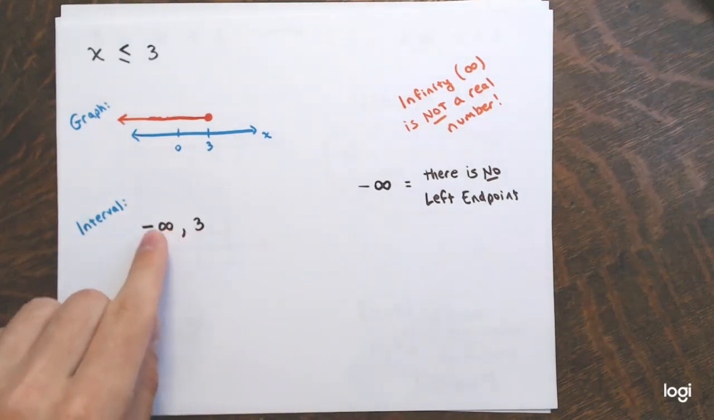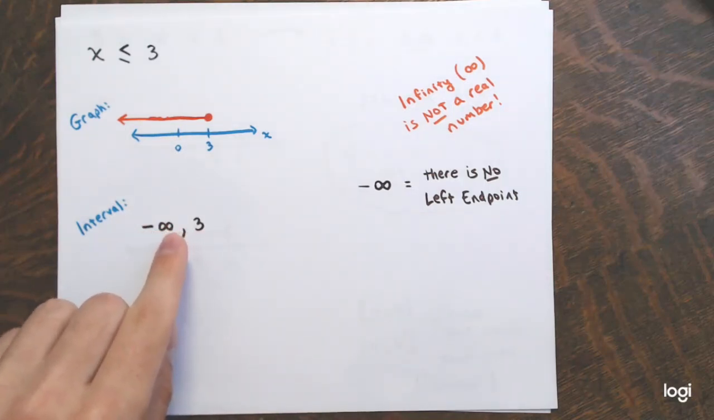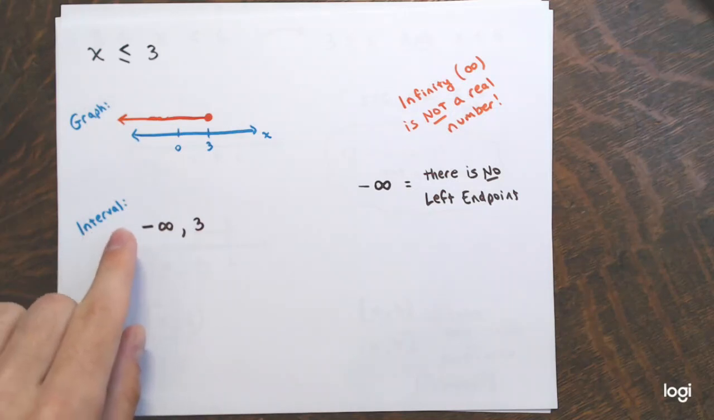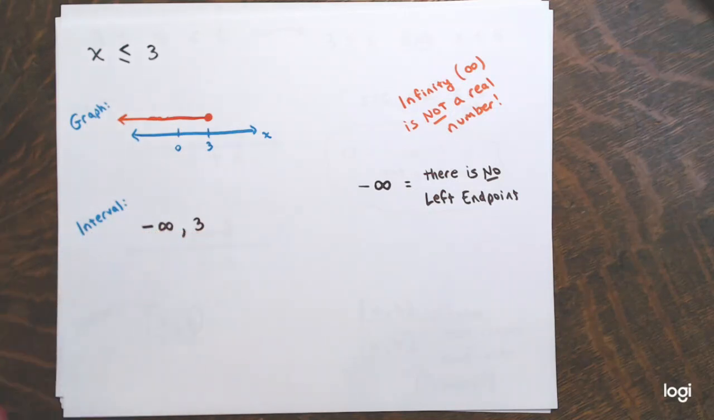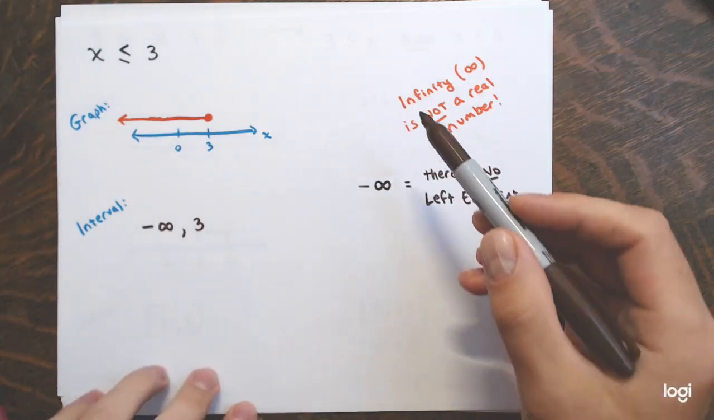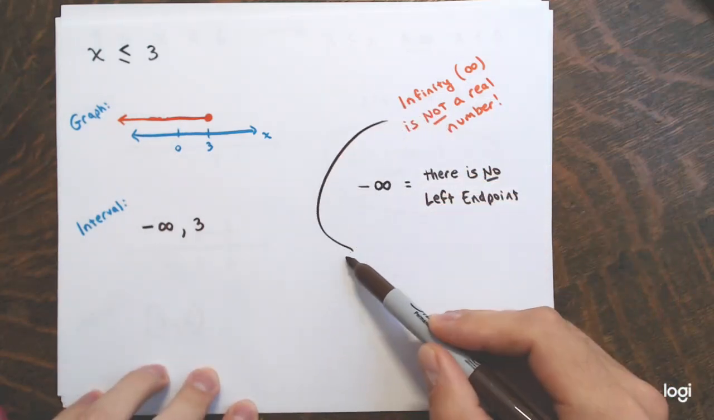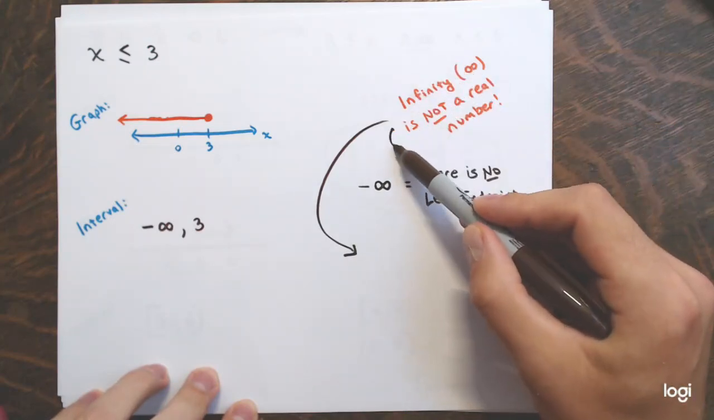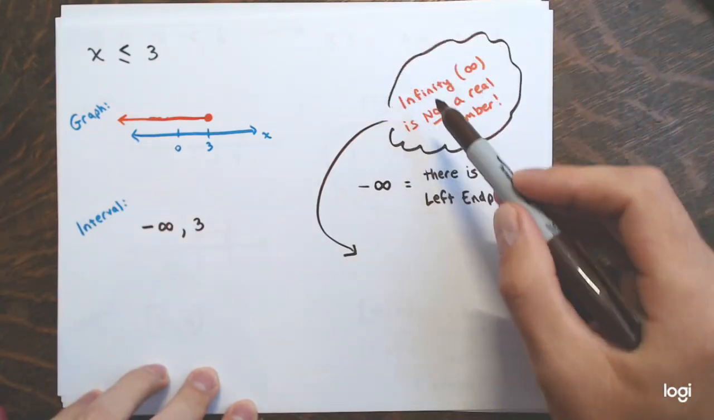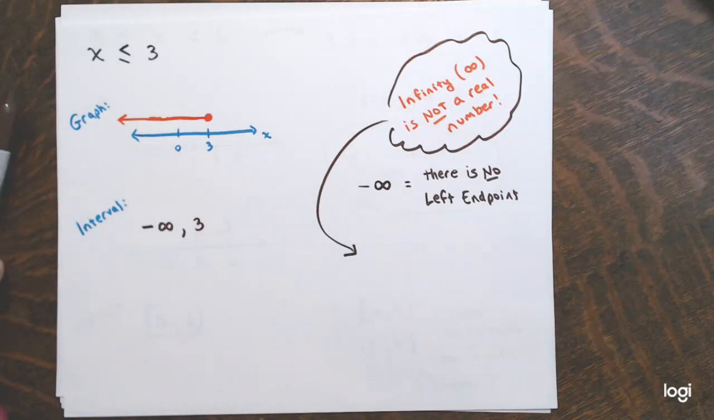So this tells me that all the solutions, to the left forever, all the numbers below 3 up to 3 are solutions. All right. And now for the caps, do I put a bracket or parentheses? Well, I mentioned to you already up here that infinity, and same thing with negative infinity, those are not real numbers.